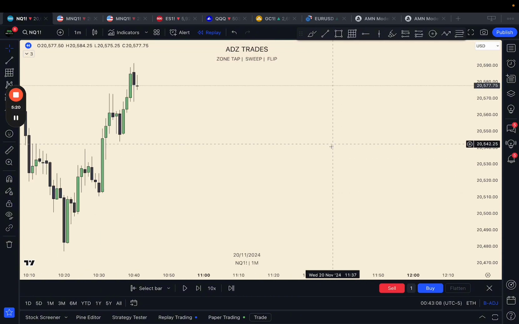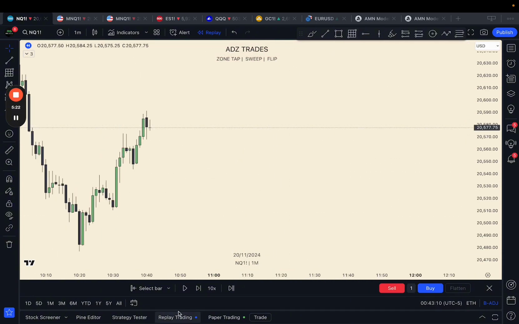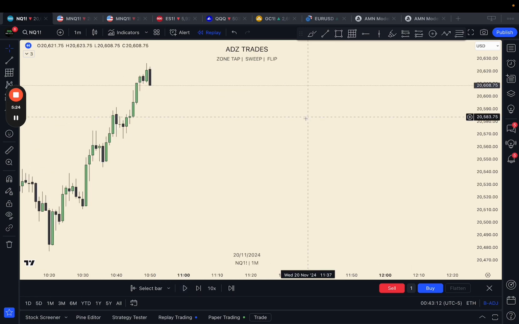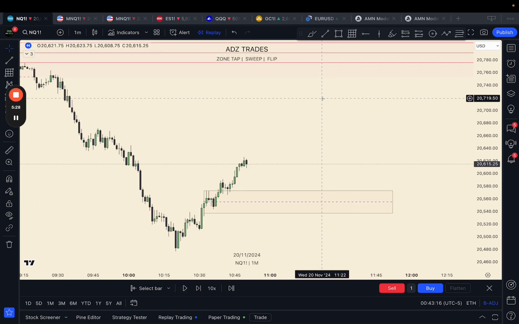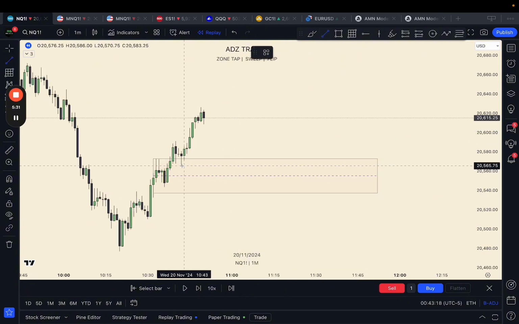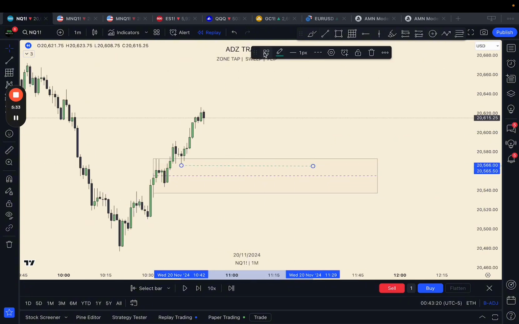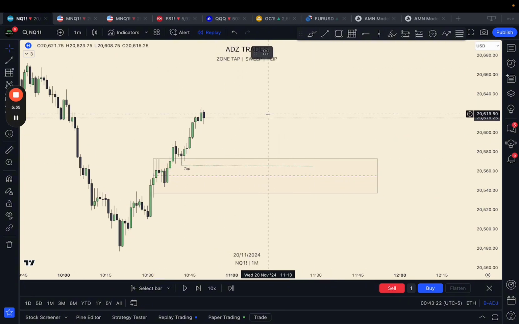So let's look to see if we can find some zones on the 1 minute. Okay, we have this zone here. This is a valid pullback. So this is a 1 minute demand. This is an area of liquidity. This is the first tap into the zone.